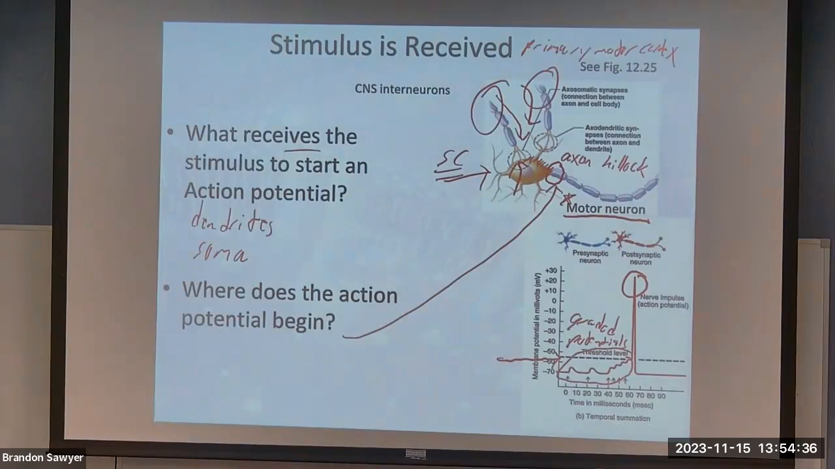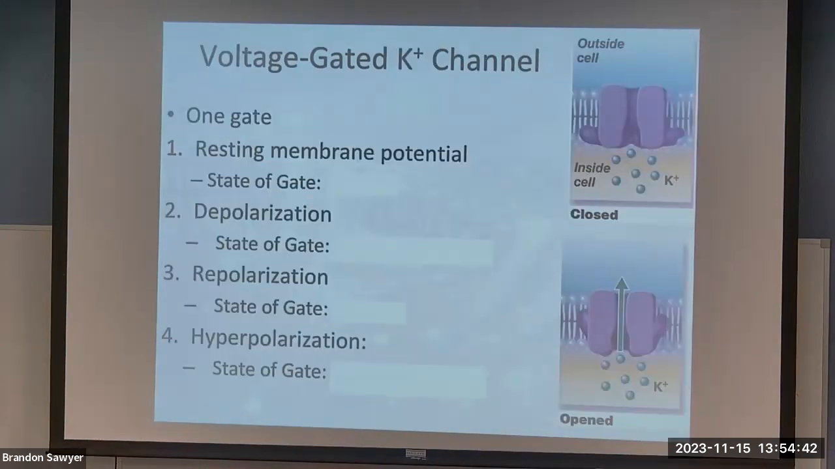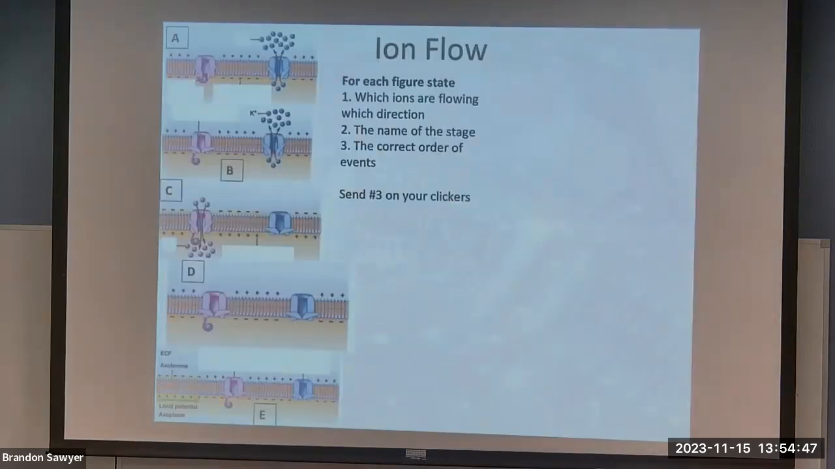Okay, then here's what I want you to do. I want you to just kind of walk through. This slide is walking us through what's going on with the sodium channel. The second slide is what's going on with the potassium channel. The third slide is where you're having to put these in the right order. Those images are not in the right order.